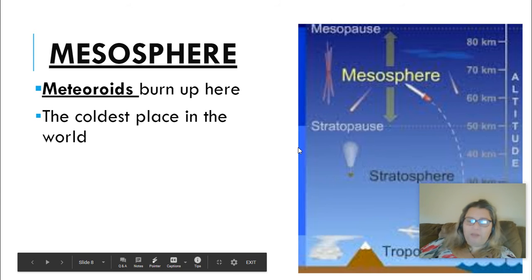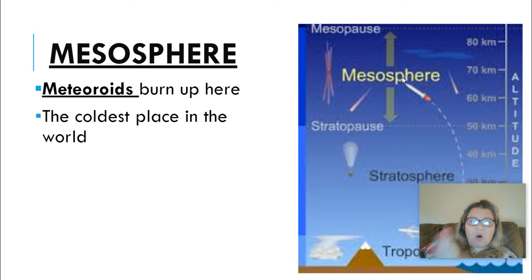So the mesosphere, then we're going up to the next layer. We've got the troposphere here, the stratosphere is next, and then we have the mesosphere. And this is the coldest place that you could ever think of. It is colder than anything that any human could survive. And this is where meteors burn up.